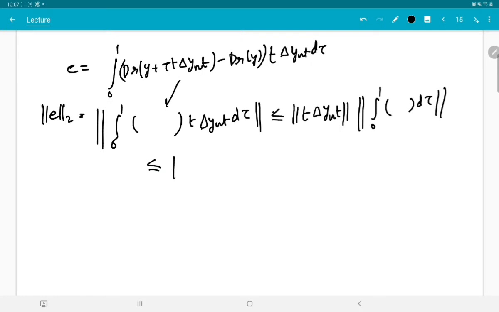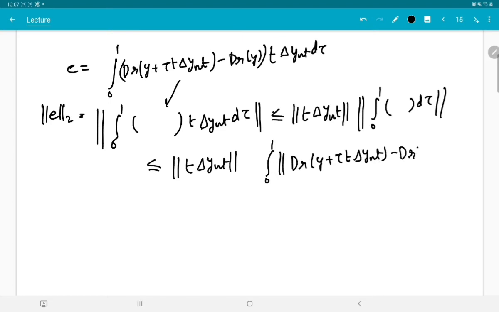And now by triangle inequality, the norm can be sent inside the integral. So now we have t delta y and t times the integral of the norm of dr y plus tau t delta y and t minus dr y d tau.